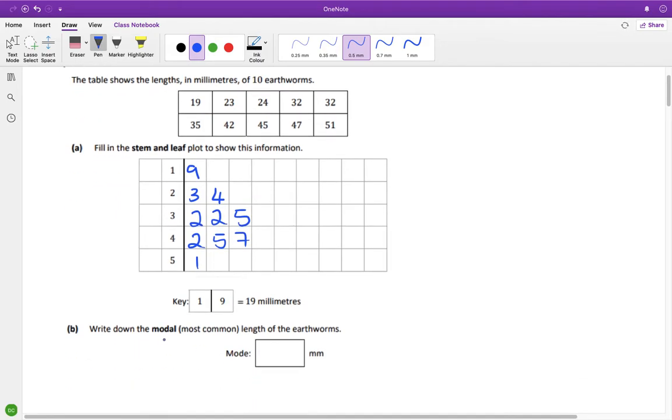Okay. Modal is the most common, it says it here. So the most common is the number that appears most often. So the only one that appears more than once is 32.